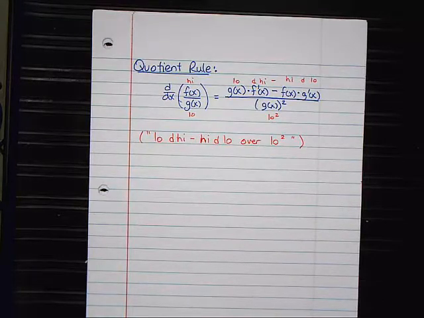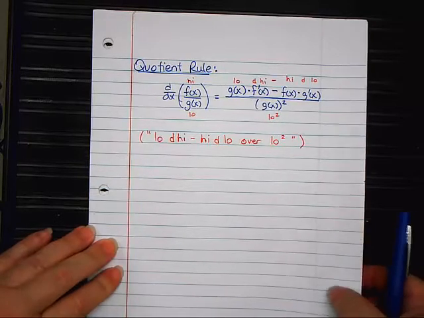Okay, that's not hard to remember. It's kind of silly. Silly stuff is what sticks in your brain. Low D high minus high D low over low squared. I will go ahead and mention this.